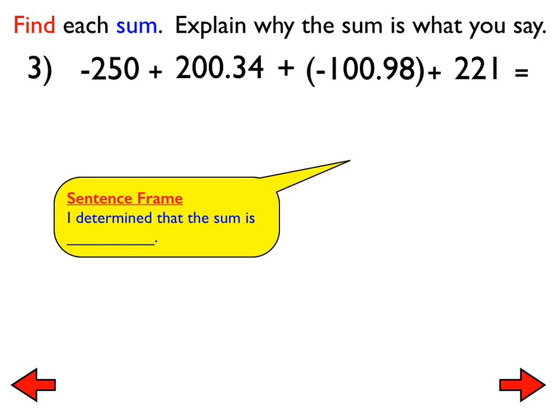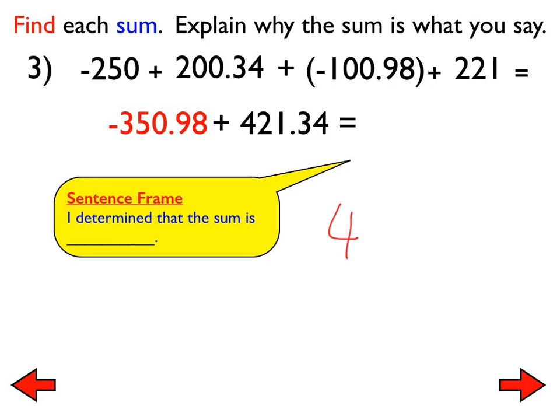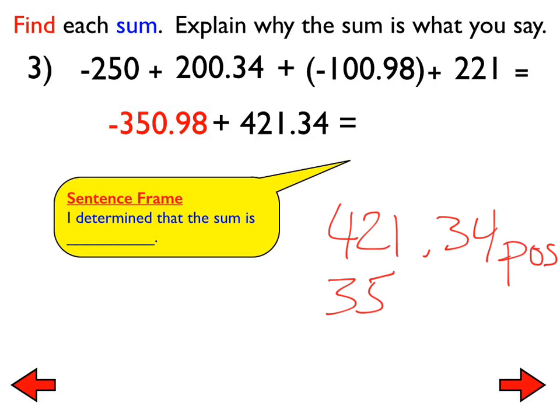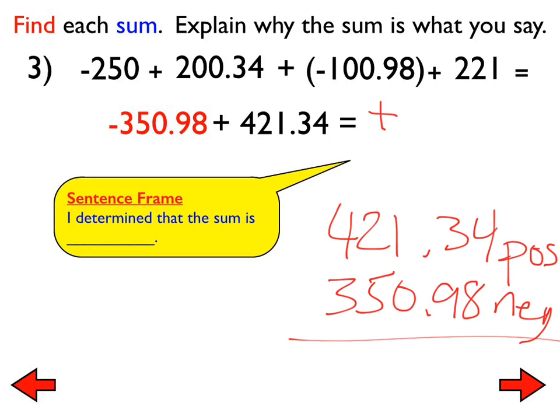So if we gather our negatives together, we have 350.98 negatives. And our positives, we have 421.34 positives. Obviously, we have more positives than we do negatives. And that's what we need to figure out: how many more positives do we have than negatives?